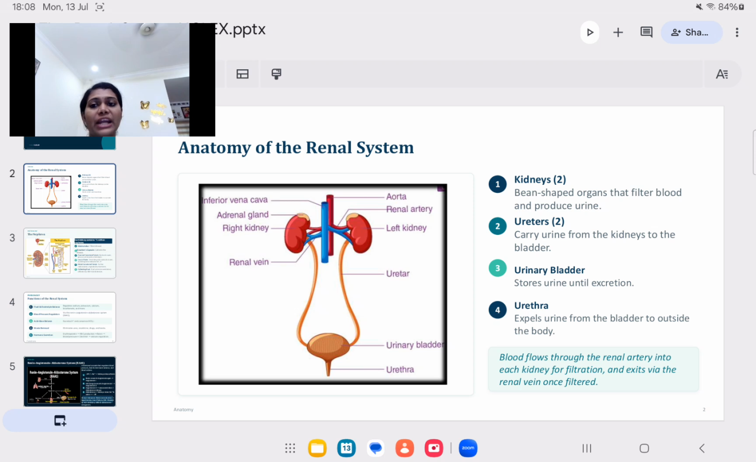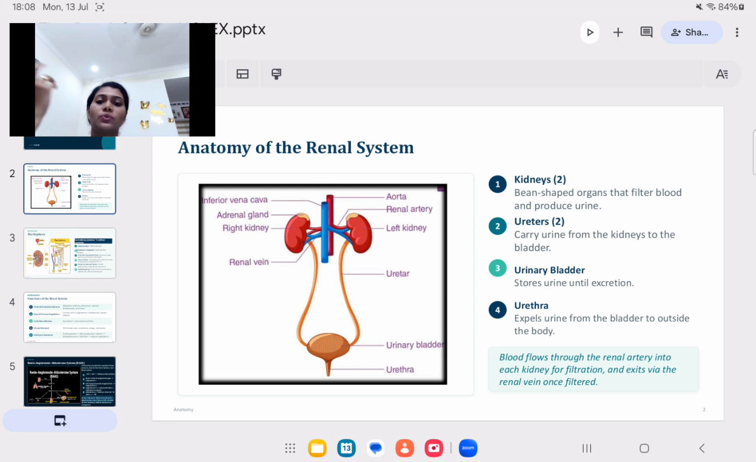And also there are two elongated tubes which carry the urine. We call them ureters. There are two ureters which help to carry the urine from the kidney to the urinary bladder, where the urine is stored in our body. And through the urethra, it is expelled out from our body.